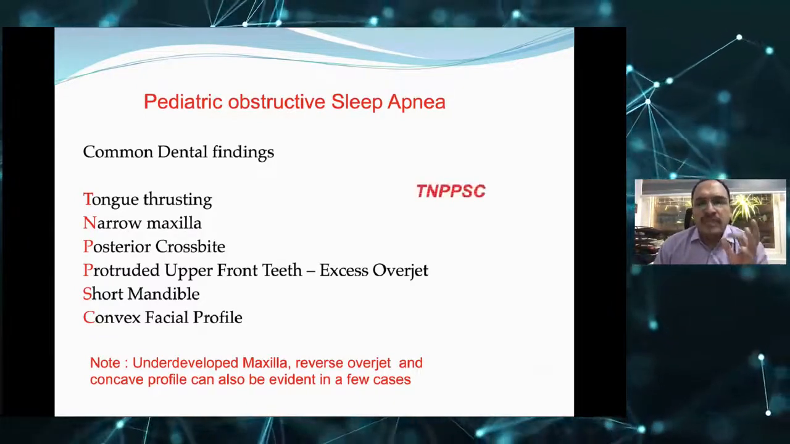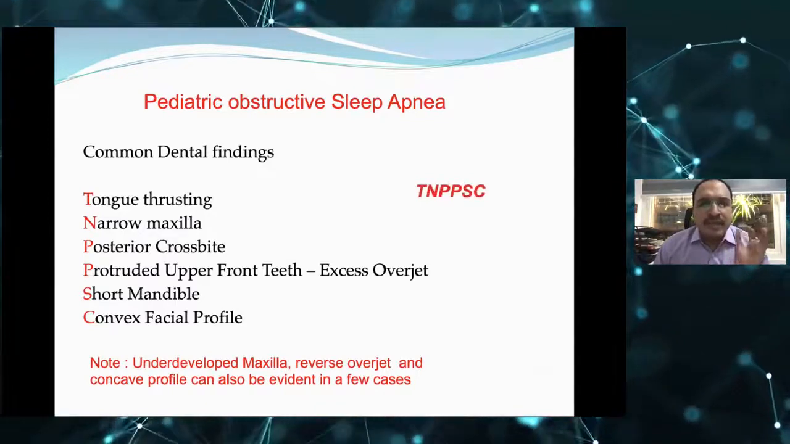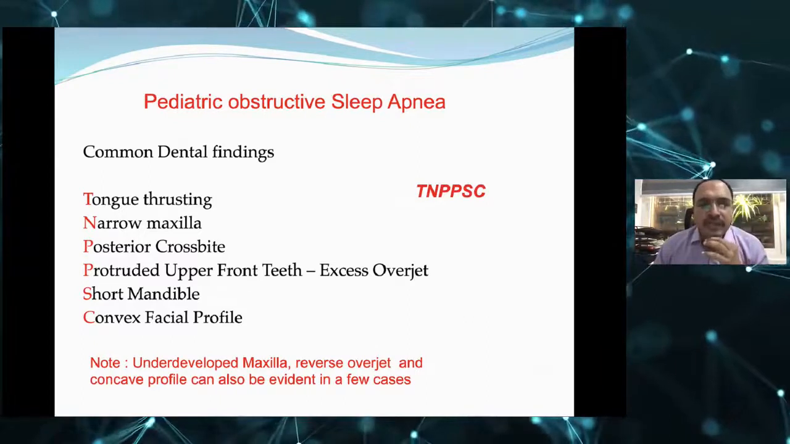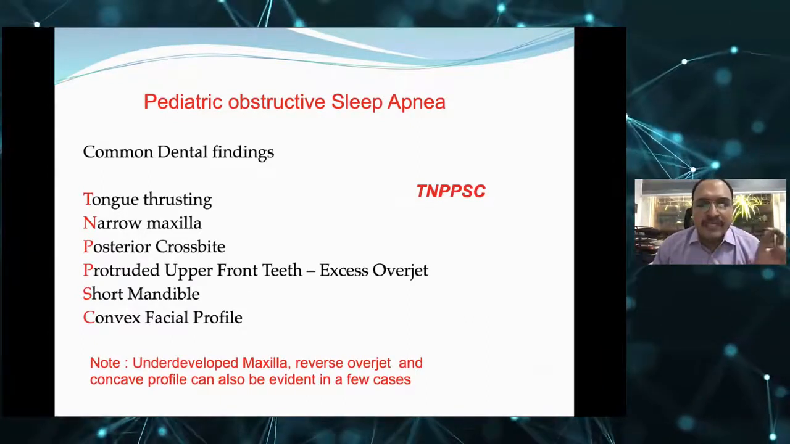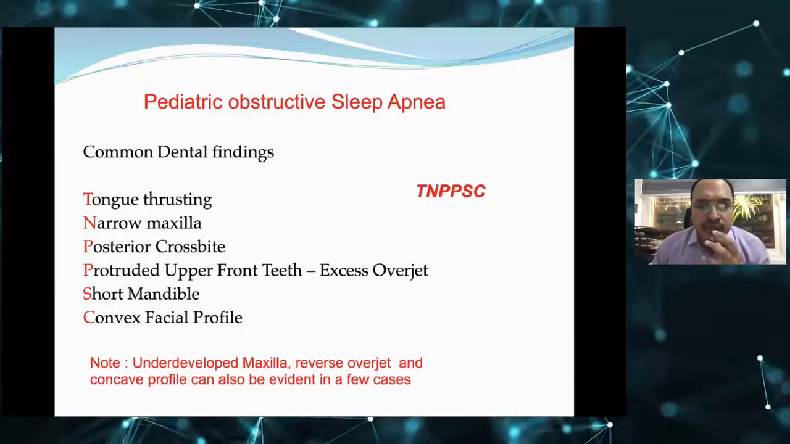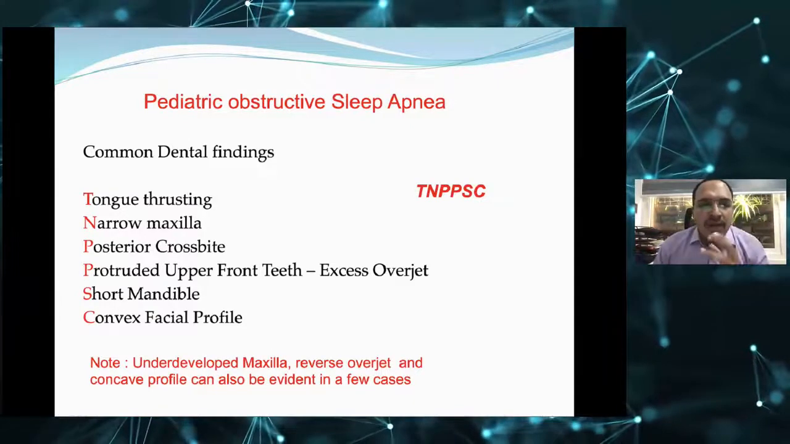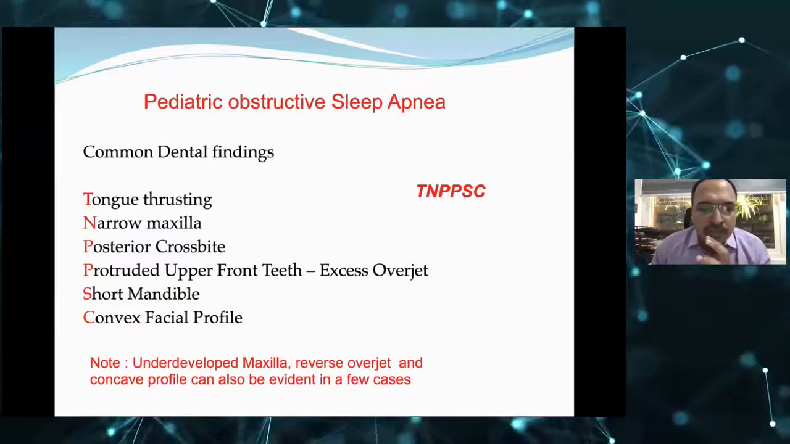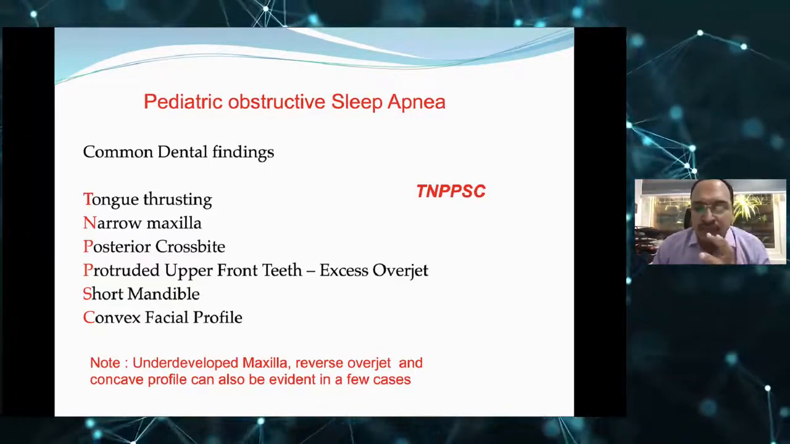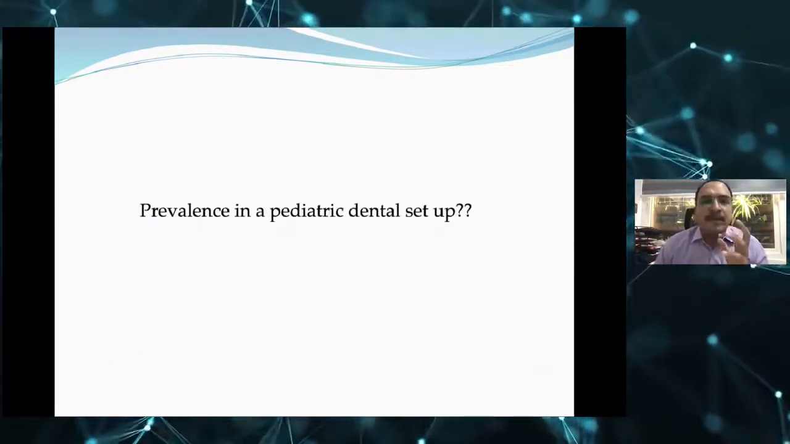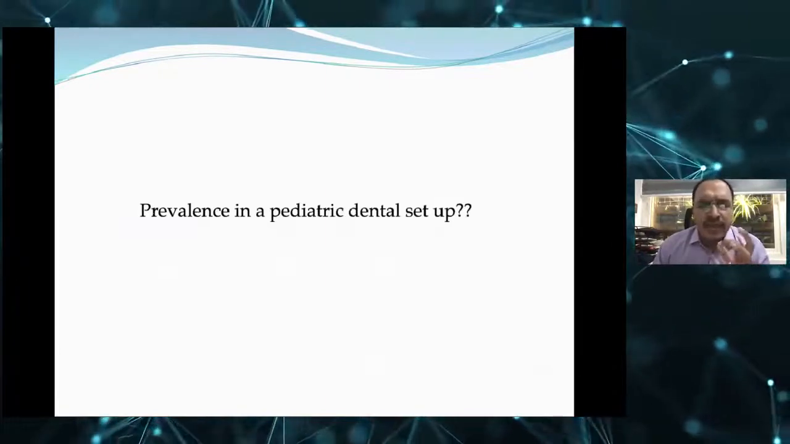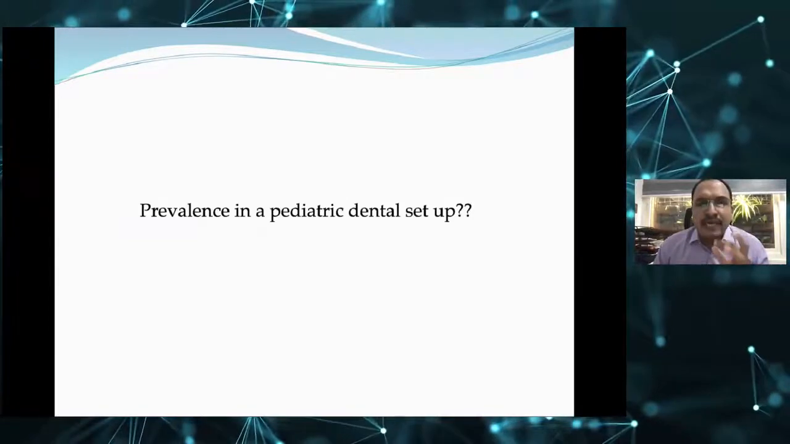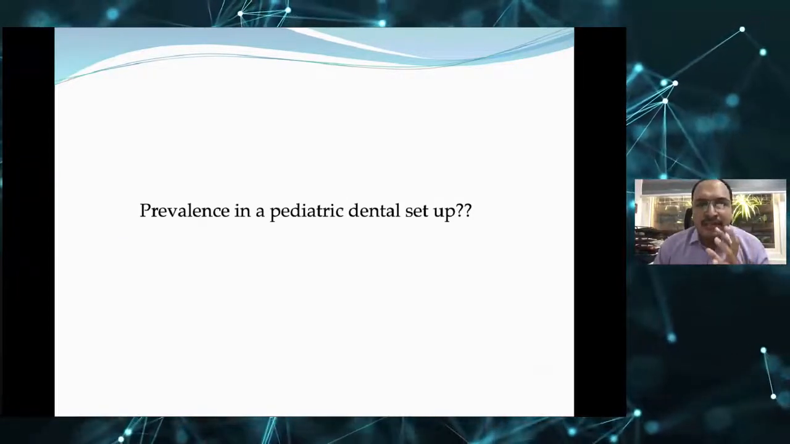The mnemonic we use is TNPPSC. Tongue thrust, narrow maxilla, posterior crossbite, protruded upper front teeth with excessive overjet, because right now, whatever the basic terminologies I've been using, I'm putting it to use right now. So a short mandible and a convex facial profile. Sometimes you have an underdeveloped maxilla or a reverse overjet or a concave profile in a few cases of OSAS also. So the prevalence is very, very high. 1 in 4 to 5 patients we see in a routine pediatric dental practice, with a rise in the sedentary lifestyle.